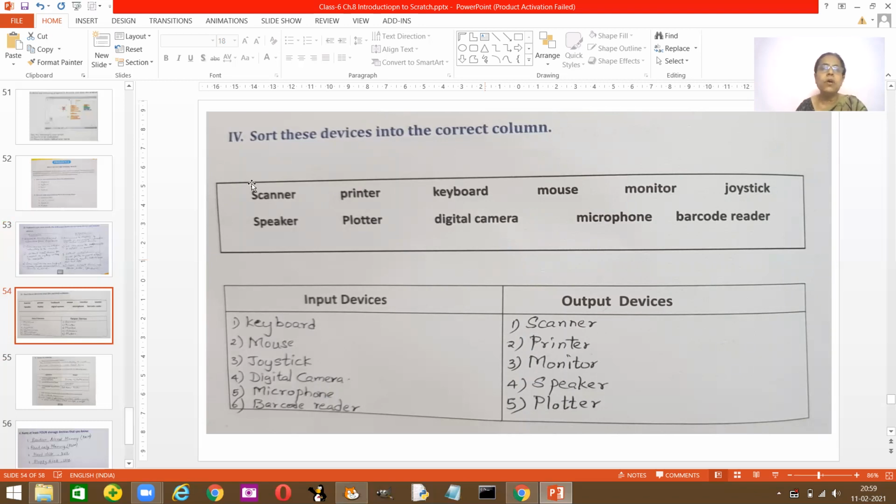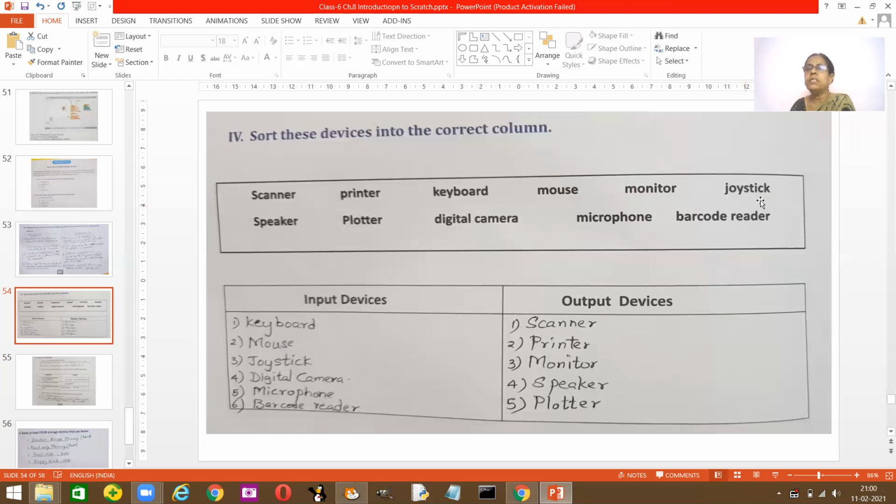Coming to the next one, here some of the devices, you need to put them into the correct column. So these are all the devices that are given: scanner, printer, keyboard, mouse, monitor, joystick, speaker, plotter, digital camera, microphone, barcode reader. So scanner is what type of a device? It's an output device. And a printer is an output device. Keyboard is an input device. Mouse, an input, because you're giving instructions to the computer with the help of the keyboard and the mouse. Monitor, it displays the picture on the screen, or the results, the output on the screen. That's the monitor, an output device.